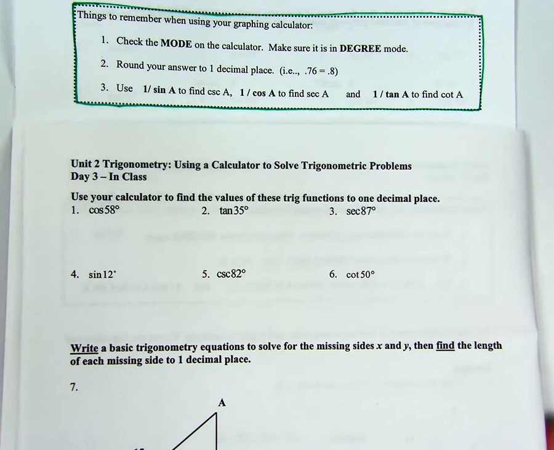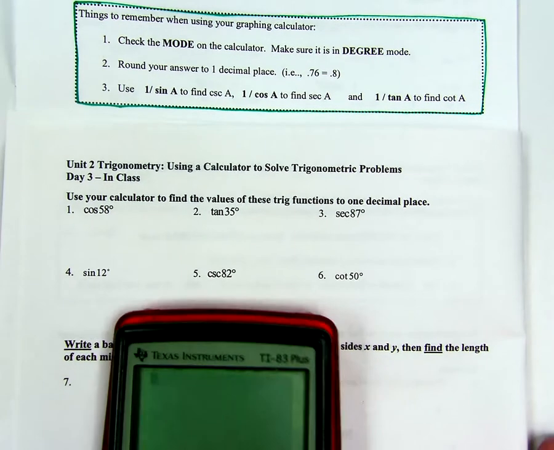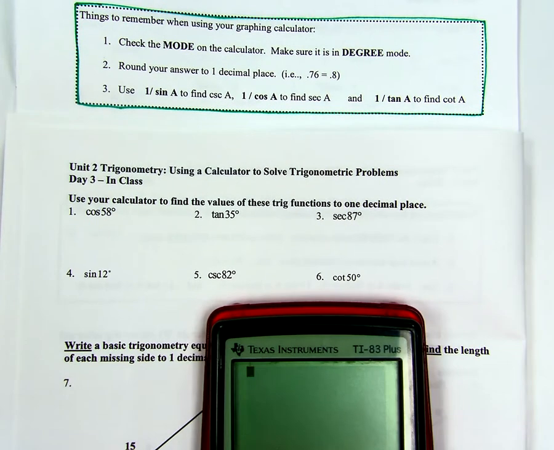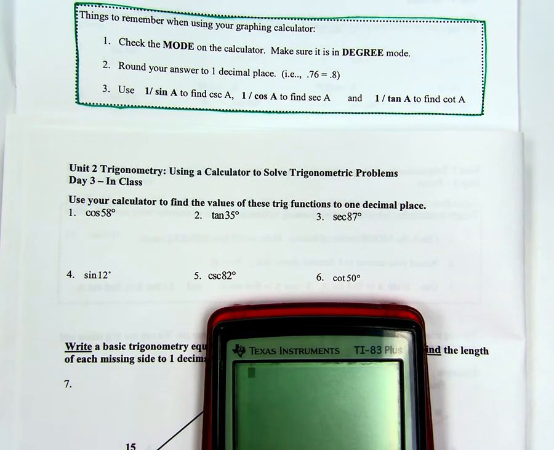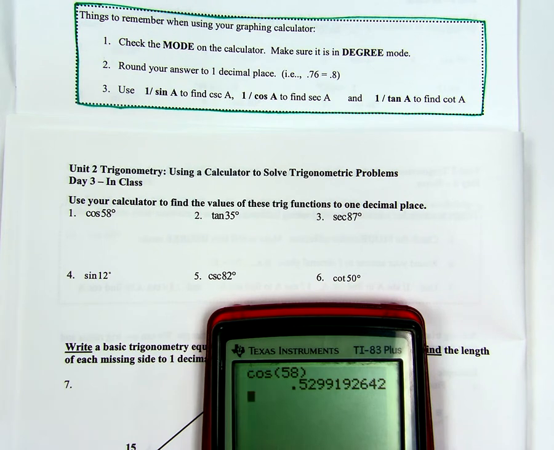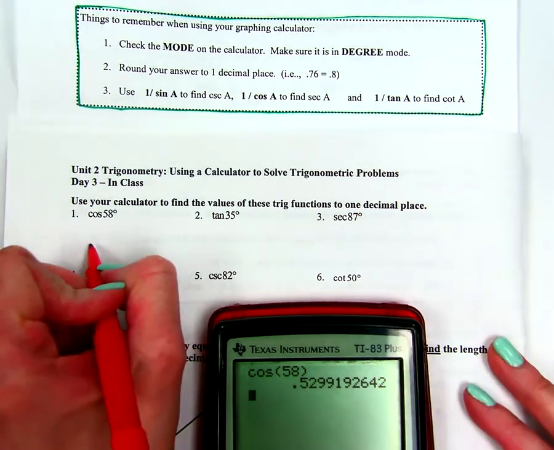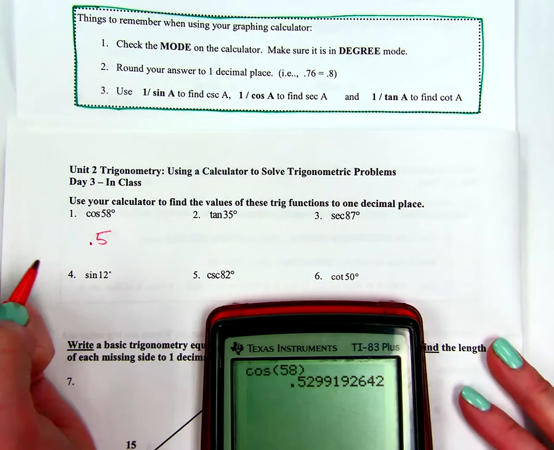So first thing we're going to do is start with number 1. It says use your calculator to find the values of these trig functions to one decimal place. All we're going to do is look for our cosine button, and we're going to put in 58 and hit enter. We said we're going to round our answer to one decimal place, so we're just going to make that 0.5. And that's all there is to it.